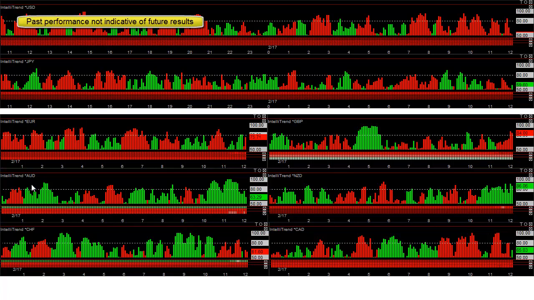So, strong Australian at 1 o'clock, weak dollar and weak yen. And so, the highest odds trade, and also the Swiss became strong a little bit around the same time. Buy the Australian dollar and buy the Australian yen.